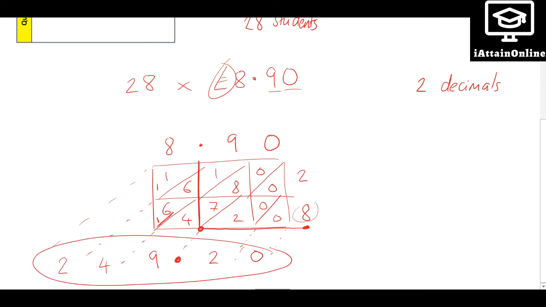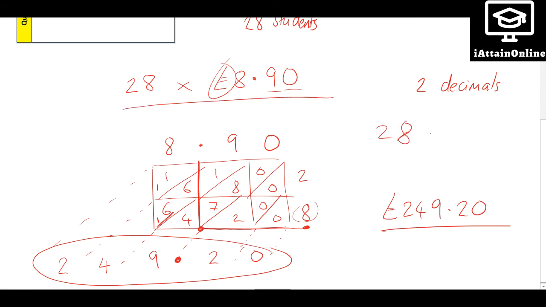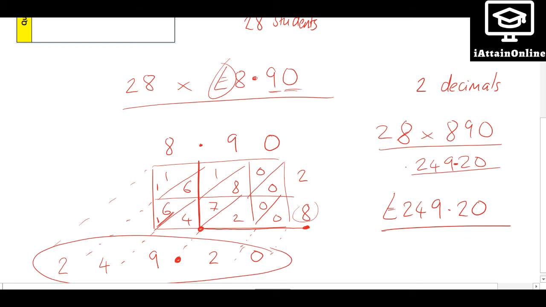This tells us that £249.20 would be the total cost. And if you just did it the other way, 28 multiplied by 890, and then put your 2 decimals in at the end, if you multiply that together, you get 24,920, and then because our question had 2 digits after the decimal point, we'd need to put it there. So you get the same answer. Just at the end, remember to put your pound sign in.